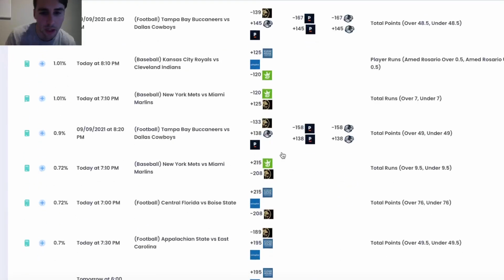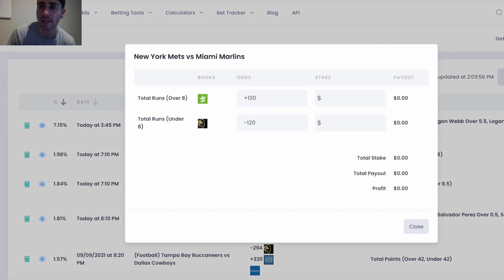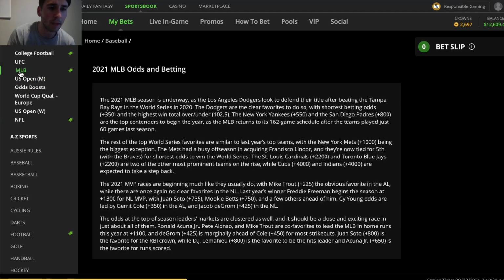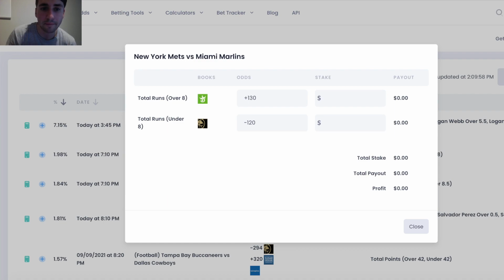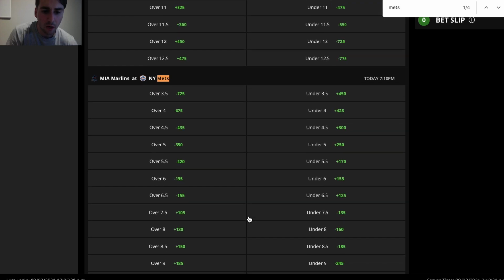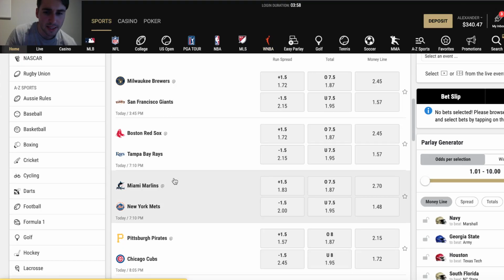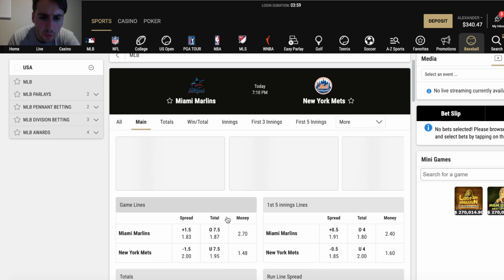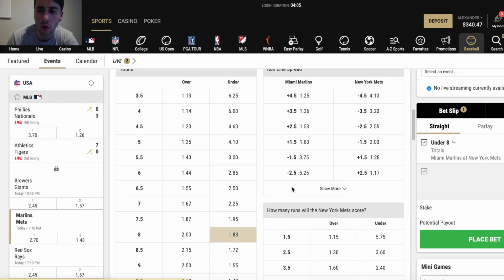So you can see the arbitrage page. You could lock in risk-free profit, for example, on this over 8 runs in the Mets game. If I go to DraftKings, I'll go to MLB. Again, knowing how to navigate the sites quickly helps a lot, just being able to get there quicker. If we see this Mets game, we can see over 8 runs is plus 130 odds. So that's great. And then if we go to BetMGM and we want to see under 8, we can see it's 1.83.